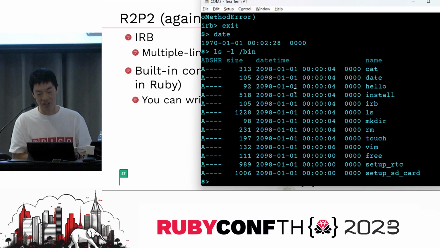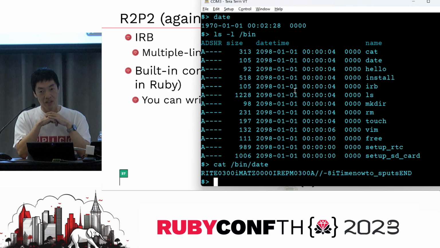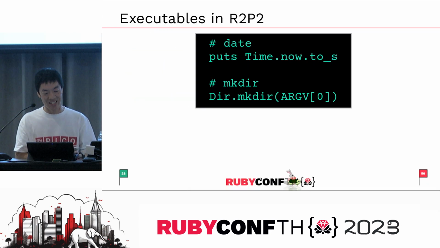Date, install, like this. If you want to see the content of the date command, this is not broken, right? This is a binary format of the mruby virtual machine. You can see the words time, now, 2s, test, right? This is the creator of Ruby, right? Matz. Yeah, I can skip this.